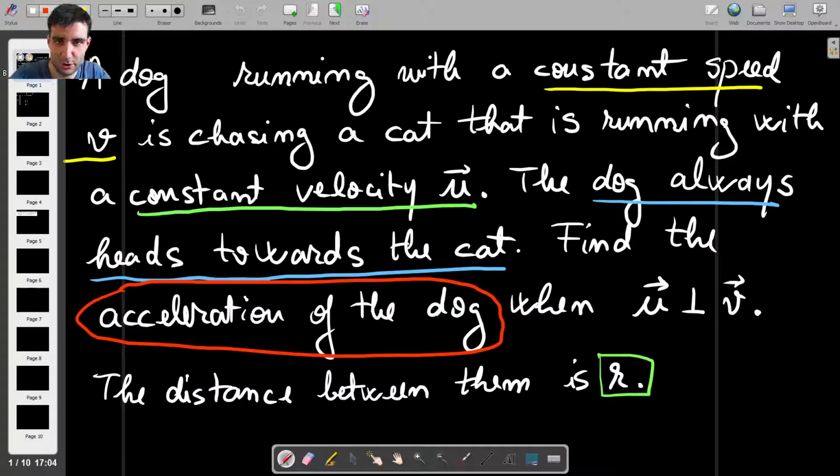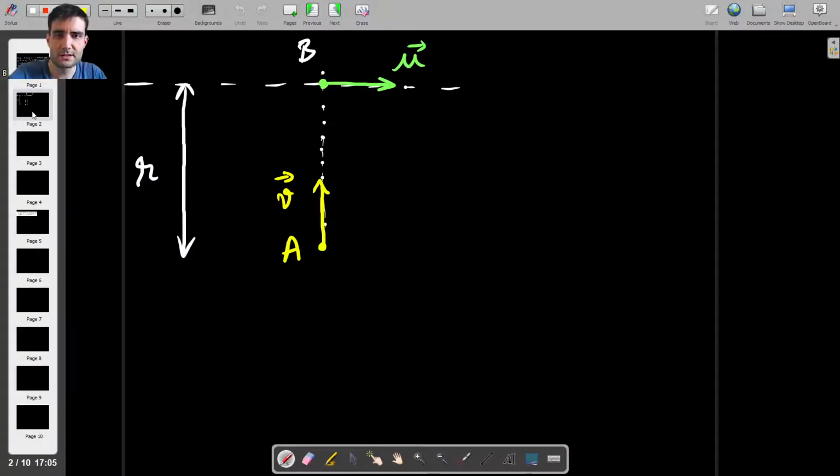So we're dealing with a dog who is running with a constant speed v, and the dog is chasing a cat that is running with a constant velocity u. Now, we're also given that the dog always heads towards the cat, and we're asked to find the acceleration of the dog when the two velocity vectors are perpendicular to each other, knowing that at this moment the distance between the dog and the cat is lowercase r. So this is how the situation could look like, right?